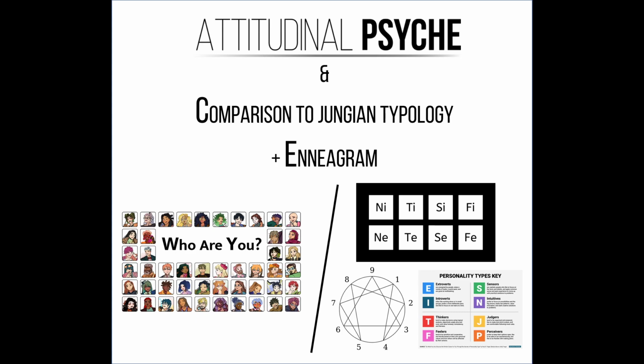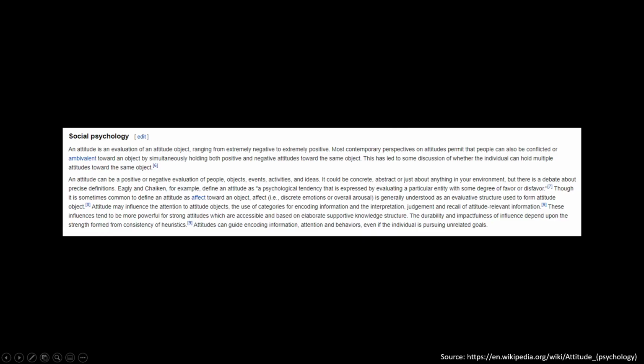So let's dive in. The basis of attitudinal psyche is really about your attitude. And we kind of borrow this term from sociology or social psychology and the way that they define attitude. So let's look at that. An attitude is an evaluation of an attitude object ranging from extremely negative to extremely positive. Most contemporary perspectives on attitudes permit that people can also be conflicted or ambivalent towards an object by simultaneously holding both positive and negative attitudes towards the same object.